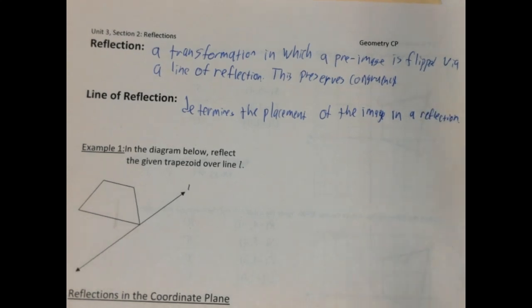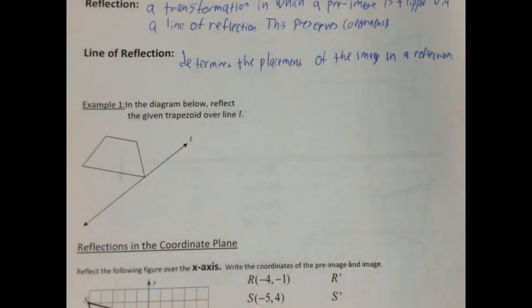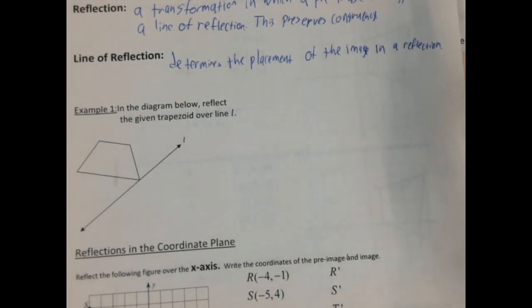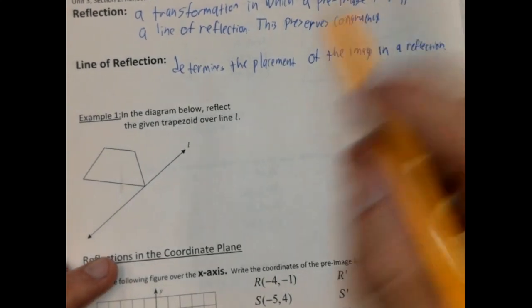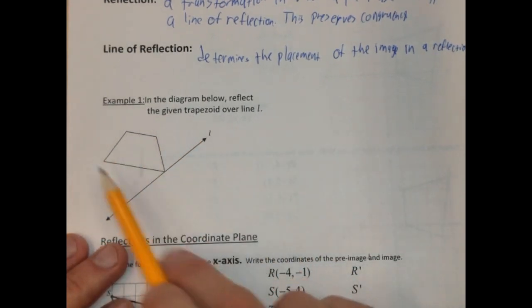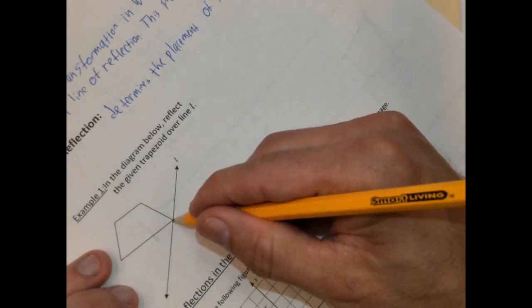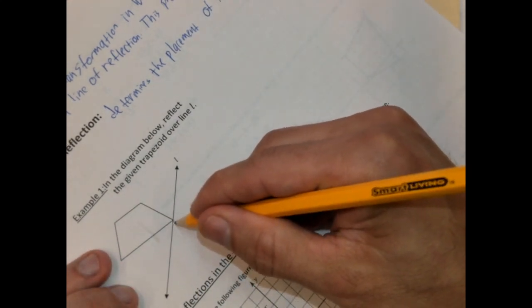All right. Now we have an example here. This is going to be tricky. These are a little hard to do. These are a little challenging to do freehand. So it's asking us to take this trapezoid and reflect it over this line. So, no promises here. This is not going to be perfect. I'll tell you right now.